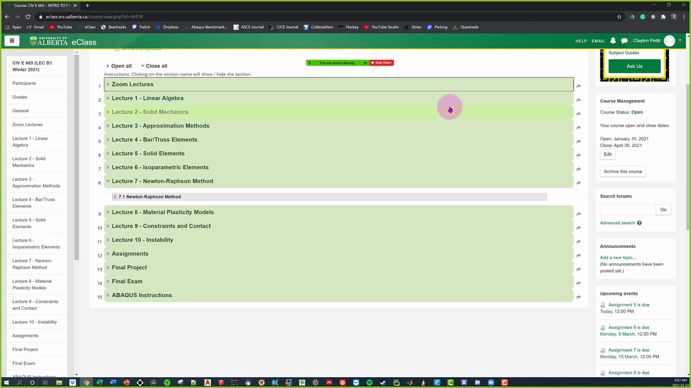Before we begin today, I'm just going to jump on over to eClass. Can you guys see eClass? I'm hoping that you guys can see eClass here. We're just going to do a quick rundown of what to expect in this second half of the course. Today we're going to be discussing the Newton-Raphson method.